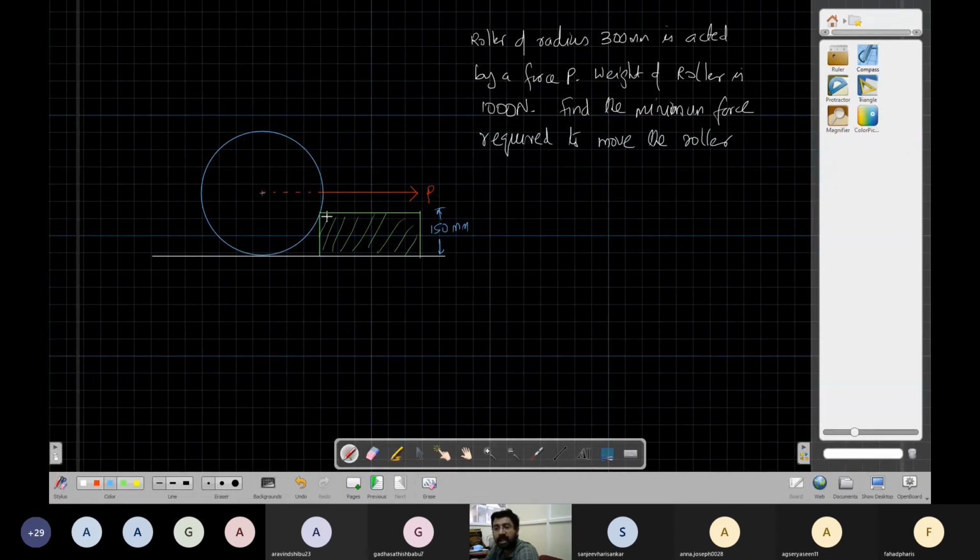The question is, what is the minimum force required to make this not in equilibrium. So first, you just try it. Try to draw the free body diagram. Second, you find the force P for which the system is in equilibrium.